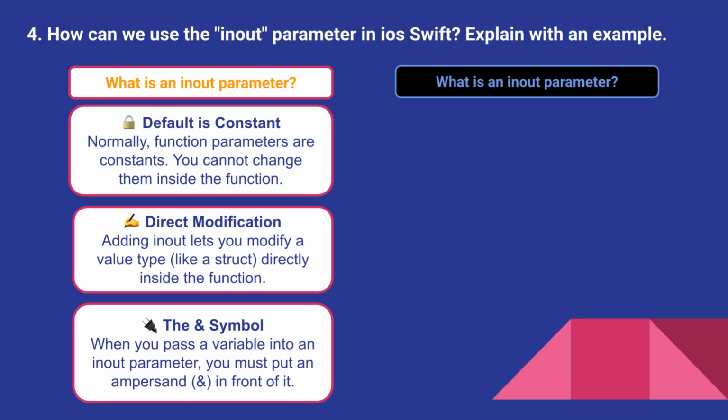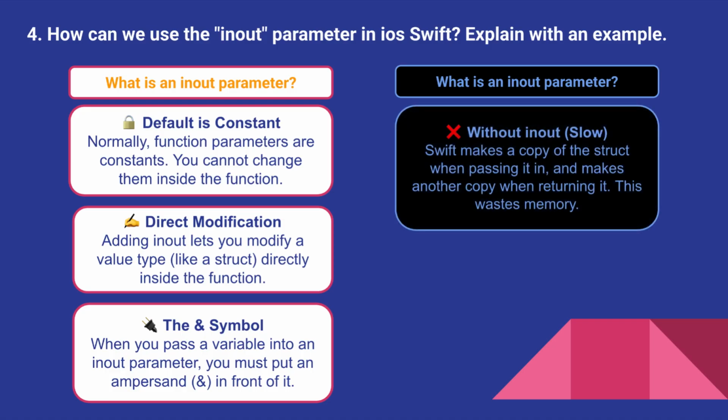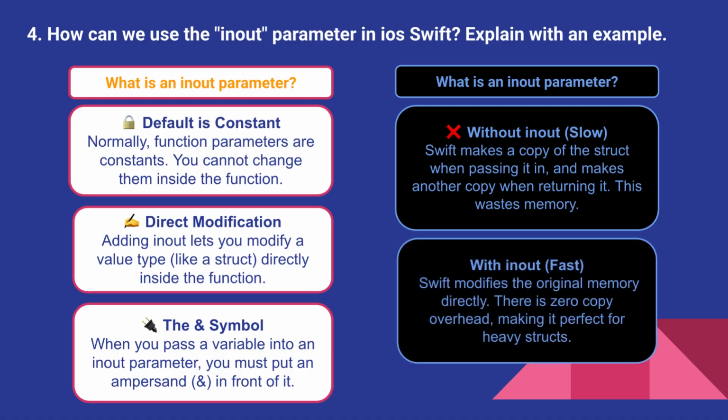Now, let's look at why this is so helpful for your app's memory and performance. Without inout, things can be slow. Swift has to make a full copy of your struct when it enters the function, and another full copy when it returns. This wastes a lot of memory, especially for large structs. With inout, it is very fast. Swift modifies the original memory directly. There are no extra copies made, which makes it perfect for saving memory when working with heavy structs.